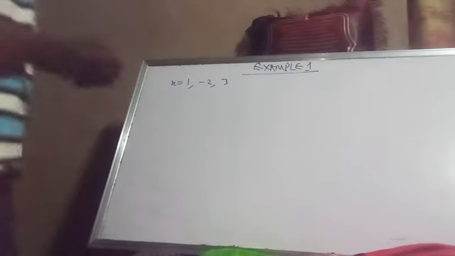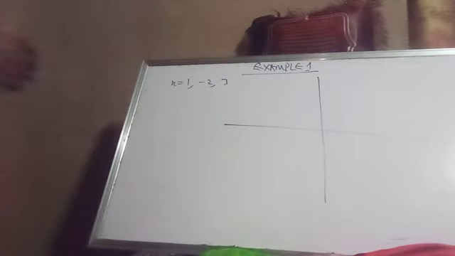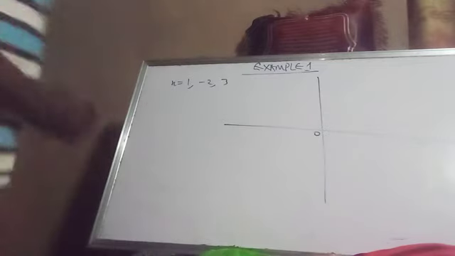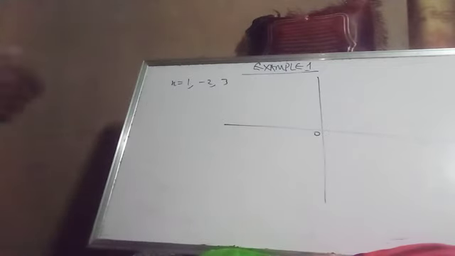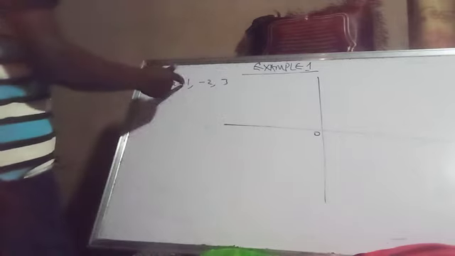Let's see how the sketch will go. Just try this. Now indicate those points. First of all, this is the origin of the graph. X equals 1, we come here, positive value. X equals minus 2 will be somewhere.